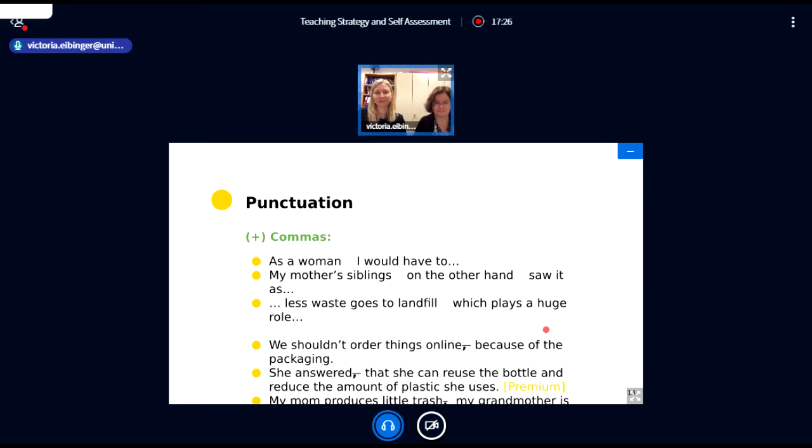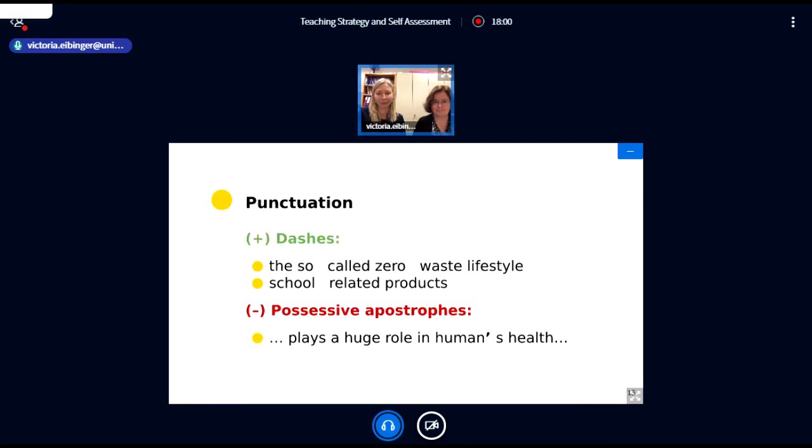Let's start with punctuation. Grammarly knows where commas are supposed to be. There's not supposed to be commas before that, for example. It's one of the latter examples we have on this slide. She answered that she can reuse the bottle and reduce the amount of plastic. There should not be a comma before that, and Grammarly is aware of that. So Grammarly is able to add commas and also tell its users that they should get rid of commas. The success rate there we found is relatively high.